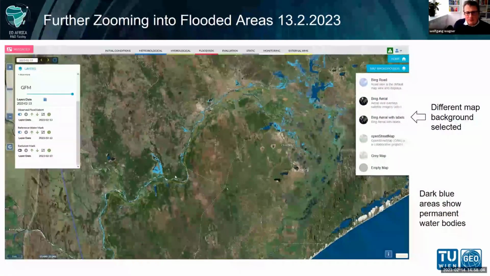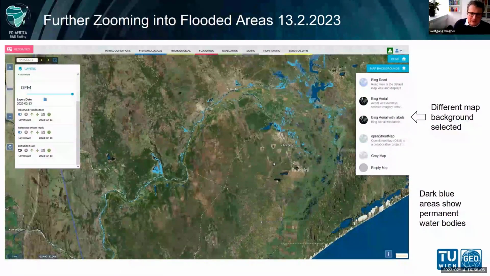Yeah, and we can zoom in then further and relate them to the land service feature. Now I switched within the GLOFAS tool from a simple gray map, and we now use a Bing aerial image with labels, and then we can much more easily interpret those flooded areas close to that river system. In this case, I also switched on the reference water mask showing us permanent water bodies and seasonally occurring water bodies to distinguish between flooding and seasonally occurring water.